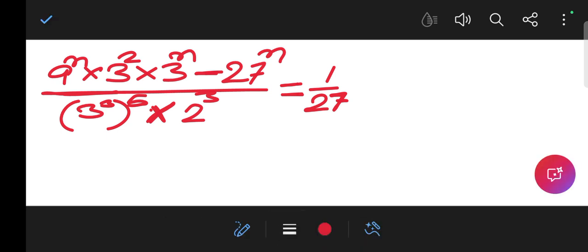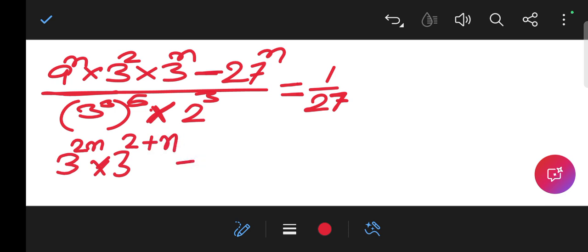The first step I'm going to take is reducing the powers, the values, into lowest powers. That is, 9 raised to the power n could be written as 3 raised to the power 2n, and then leave 3 raised to the power 2 as it is, or we can use the laws of exponents. Since both the bases are the same, we can write 3 raised to the power 2 plus n.